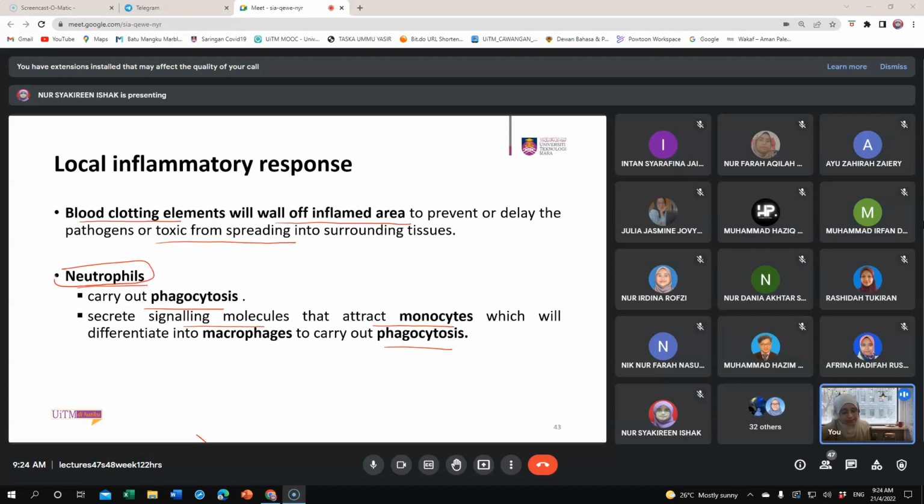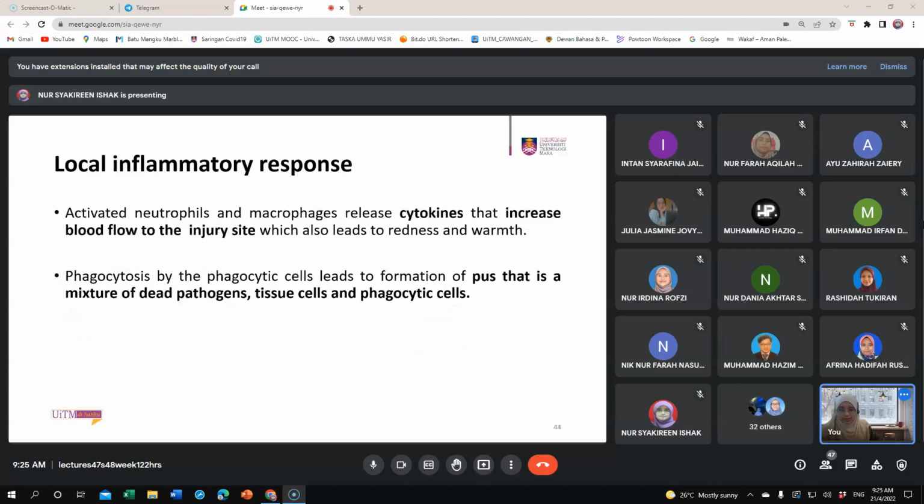So neutrophil datang dulu sebab apa? Hasil dia terlepasnya histamine tadi by the mast cell. So bila neutrophil datang dengan banyaknya, lepas tu dia akan secrete another signaling molecule to attract monocytes. Okay, monocyte that will differentiate or mature into macrophage to carry out phagocytosis. Okay. So local inflammatory response.